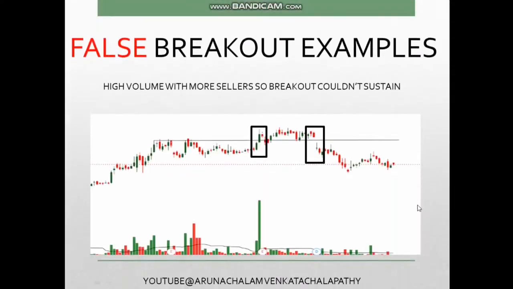Some false trade examples are given in the slides. In this slide, the buyers are not so dominant. The sellers are quite dominant because at the breakout candle, the sellers are more than 1/3 of the buyers. This is considered a small example of a false breakout.